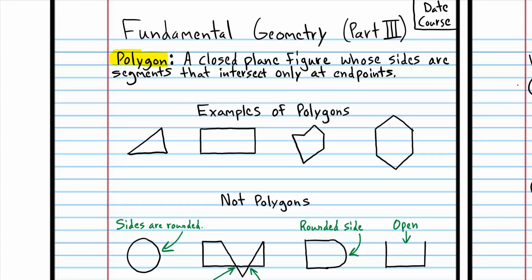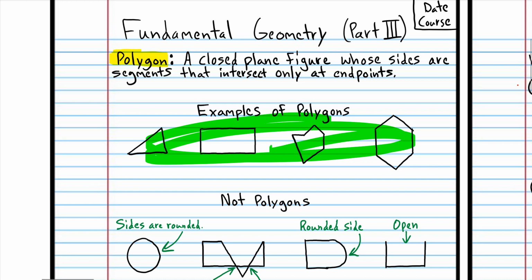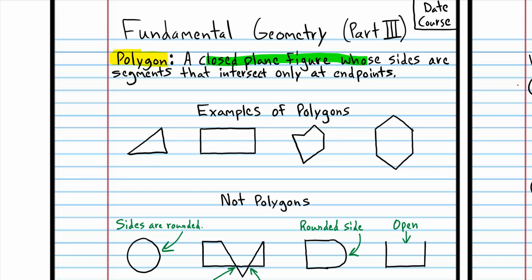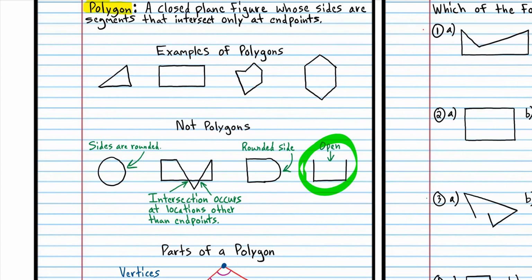These are polygons. They are closed plane figures whose sides are segments that intersect only at endpoints. So this is not a polygon because the top is open. This is not a polygon because one of the sides, the right side, is not a segment. A segment is straight. This is a curve.